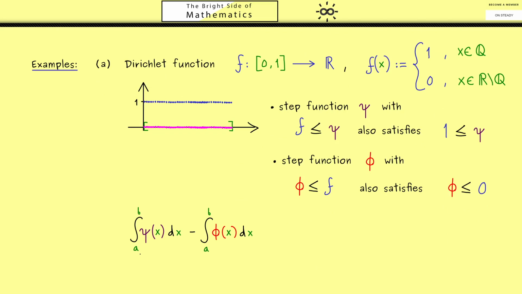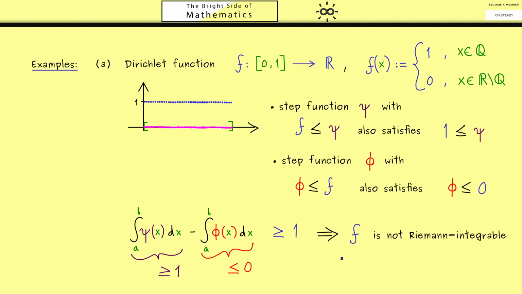Here again, in the difference, this first part is always greater or equal than 1, and the second part without the minus sign is always less or equal than 0. Hence the difference of both numbers is always greater or equal than 1. Okay, there you see, this was our first counterexample.